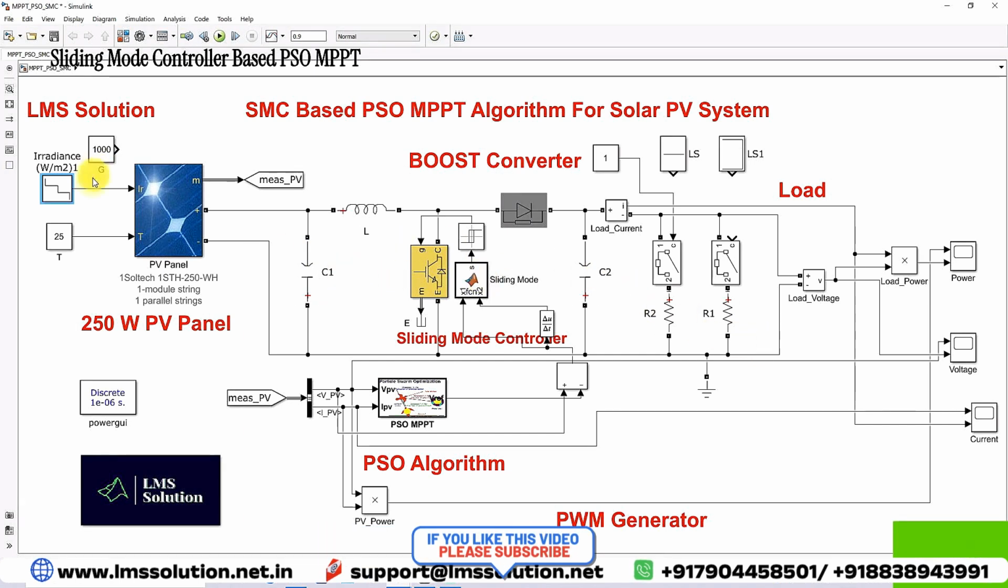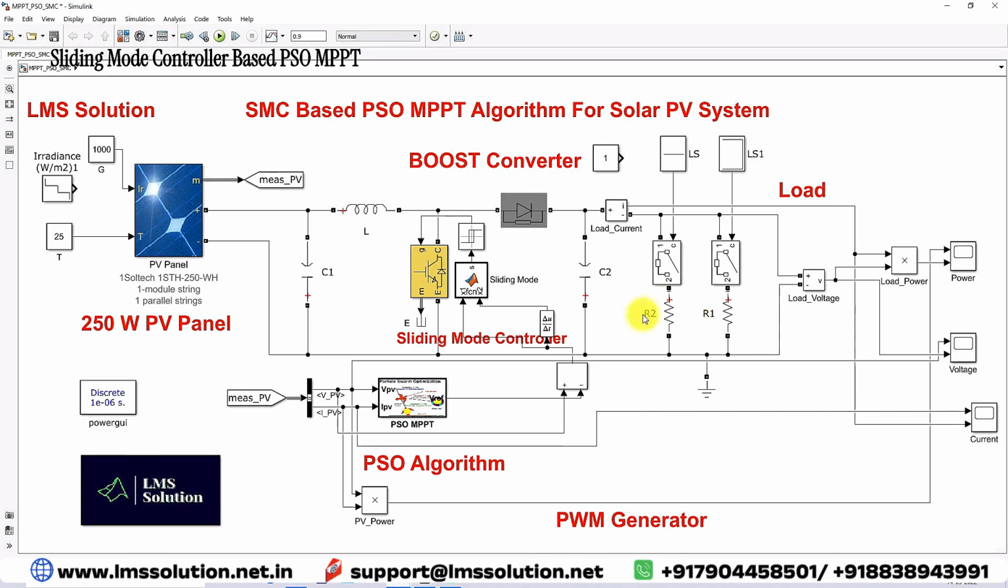The second set, I am going to make the irradiation and temperature constant and I am going to make the load variable. So I am going to change the load during that simulation process. Initially this load will be connected to the system. After 0.3 seconds I am going to add this load.